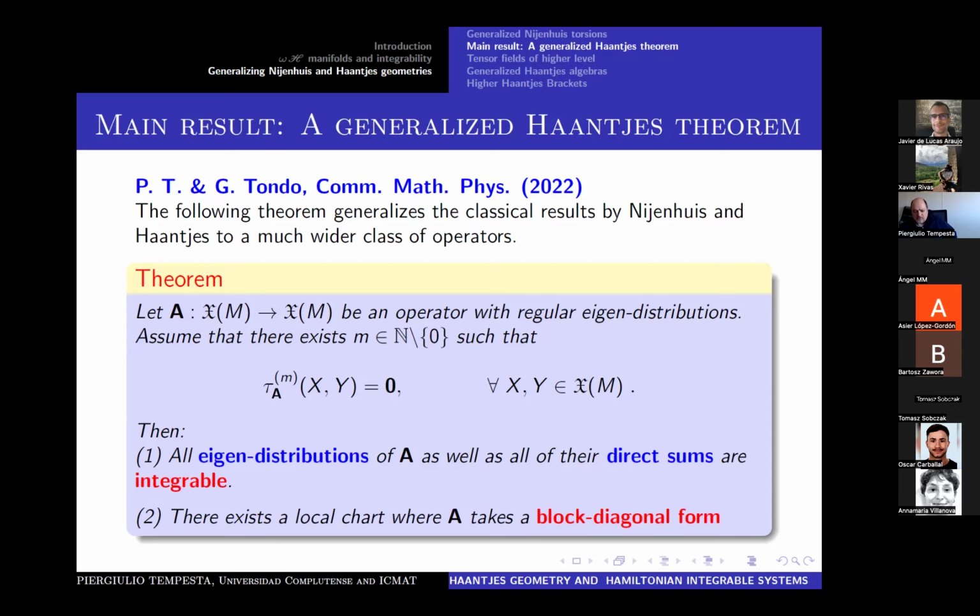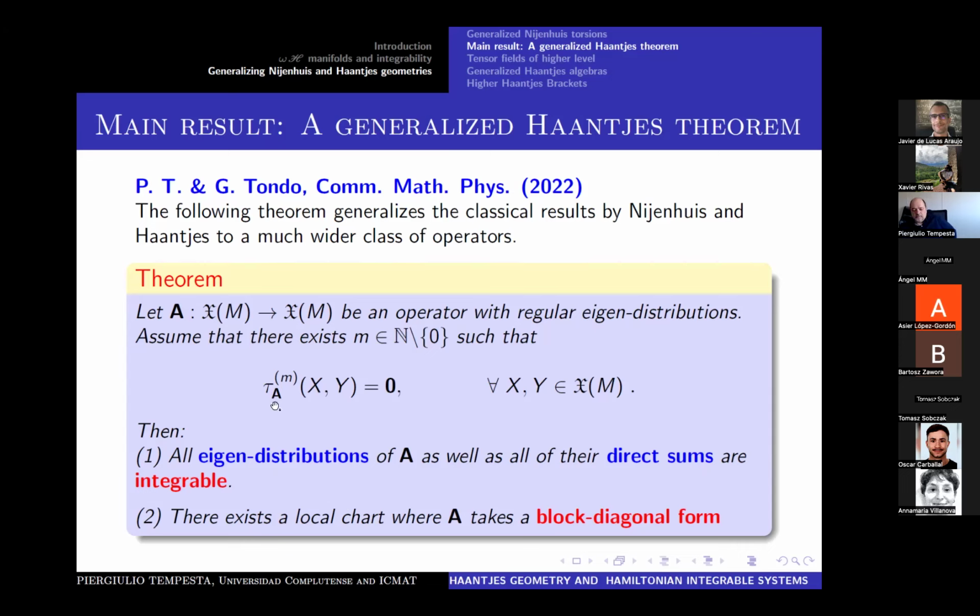It is, for instance, just meaning that it doesn't satisfy neither the Nijenhuis torsion equal to 0 nor the Haantjes torsion equal to 0. Okay, then assuming that A is a generic operator with regular eigendistributions, and then we assume that there exists n such that this is true. Okay, so the nth-level torsion vanishes. Then we have 2 important results. First of all, eigendistributions as well as their direct sums are integrable. And then there exist local charts where A takes a block diagonal form.